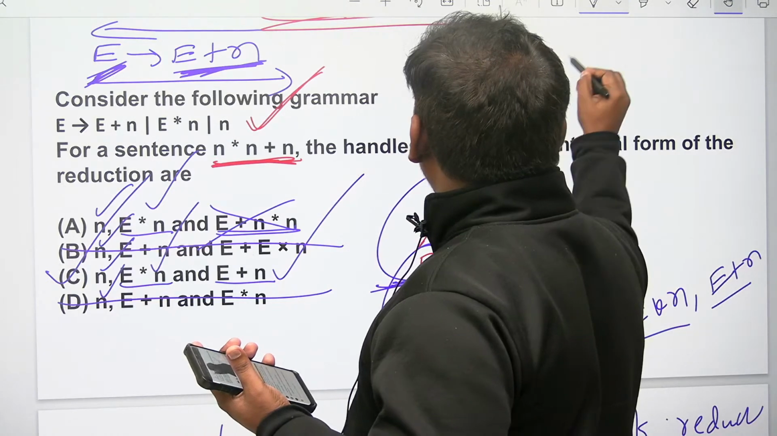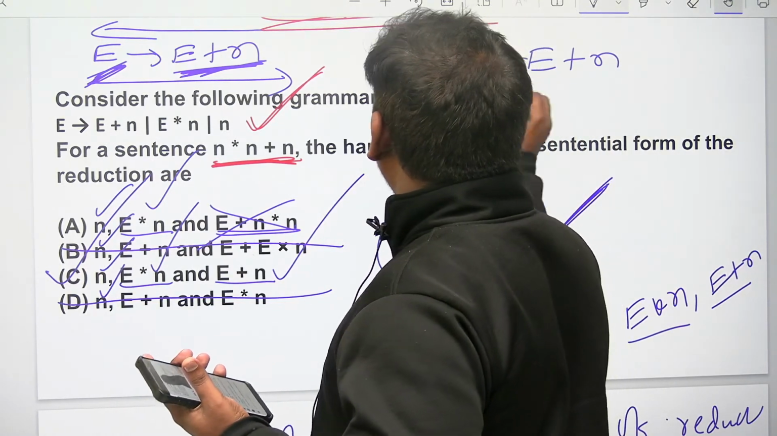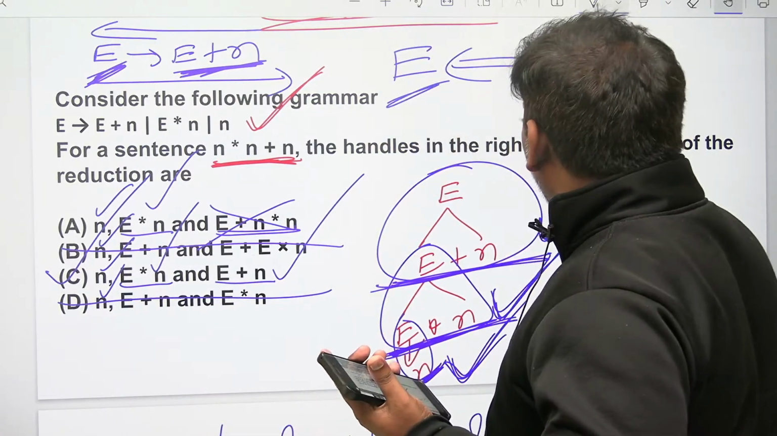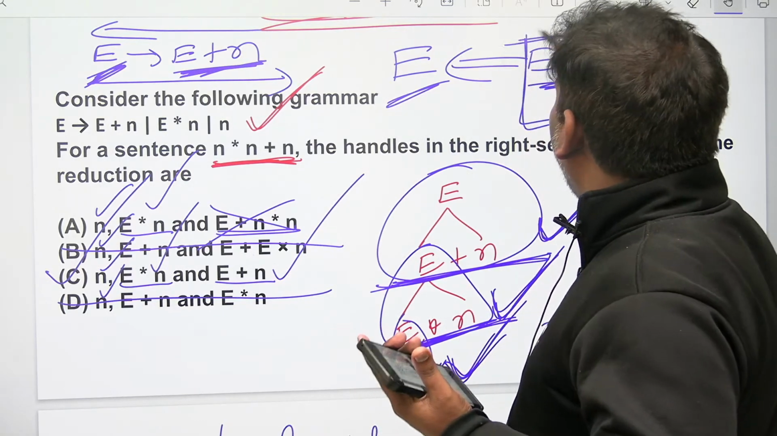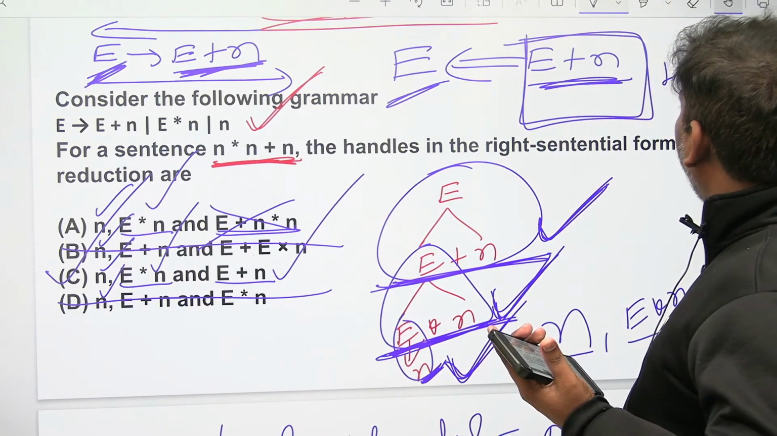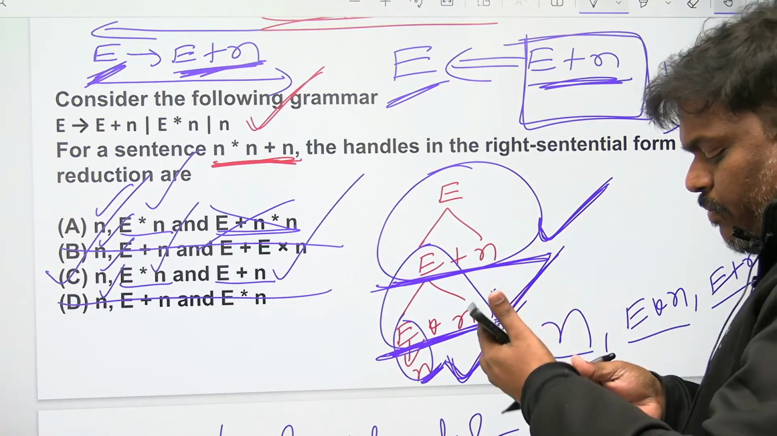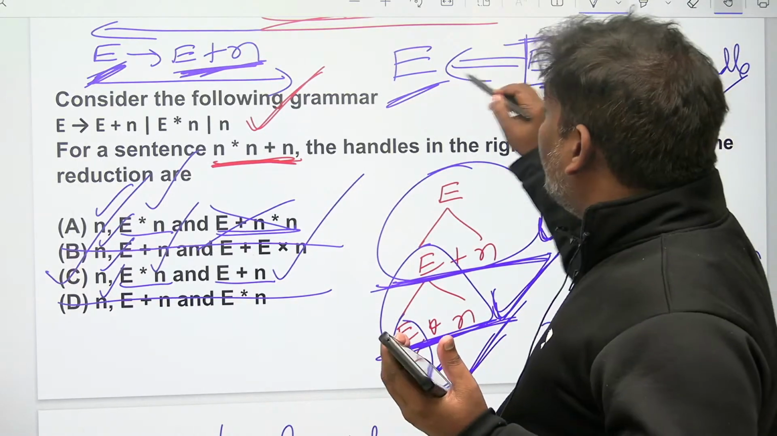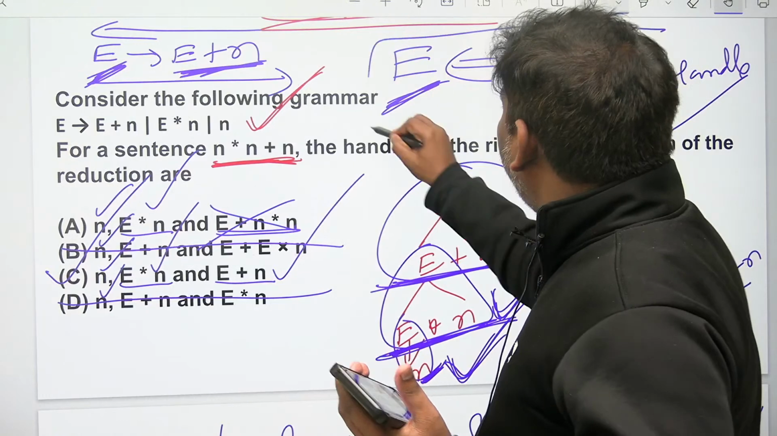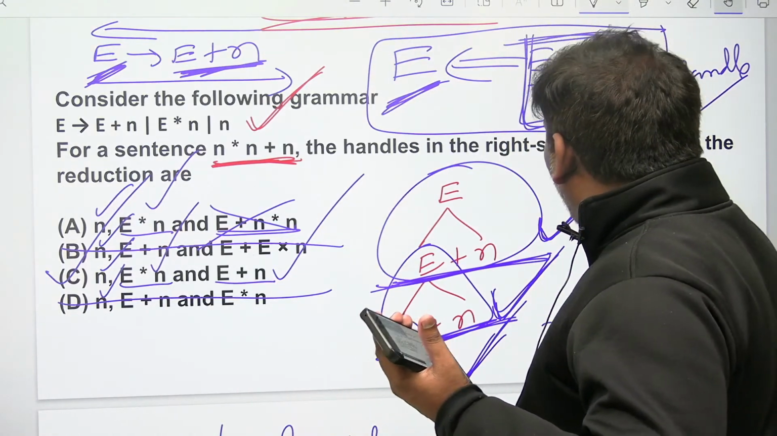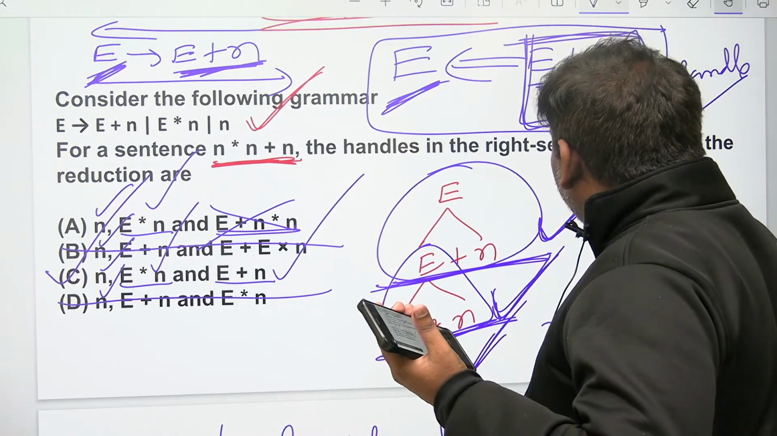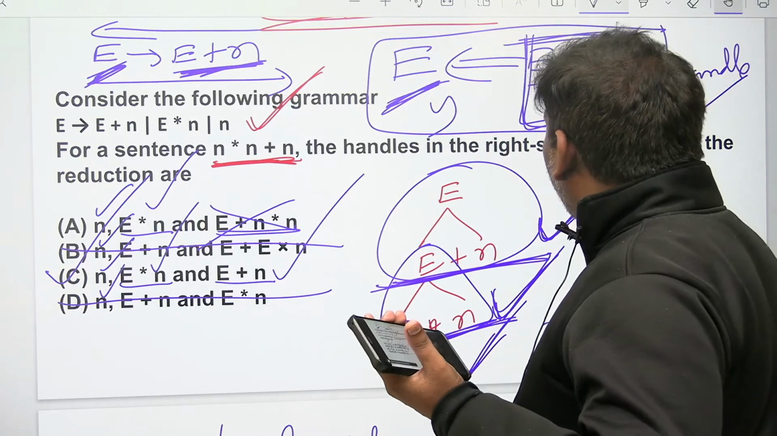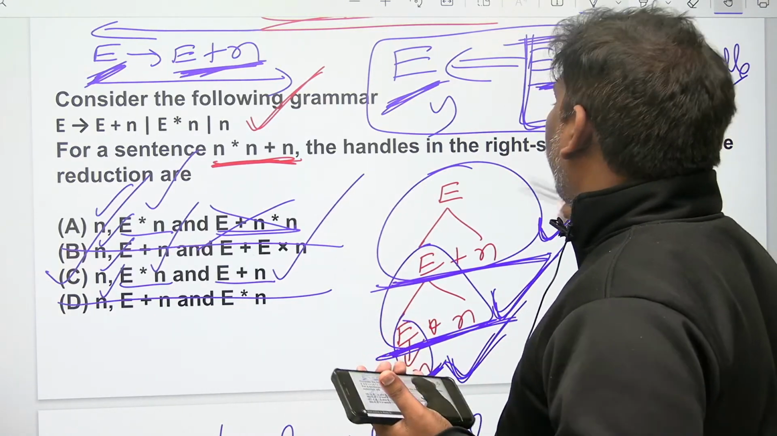See this one? E plus N, you are replacing by E. This is called reduction. Only this part, E plus N, is called the handle. This is replaced by this one. This total is called reduction. You are replacing X by Y. That X is called the handle.